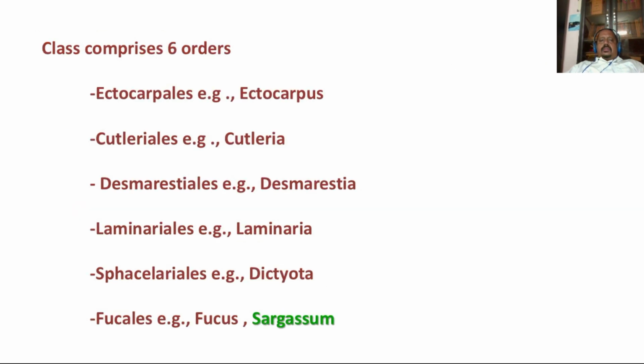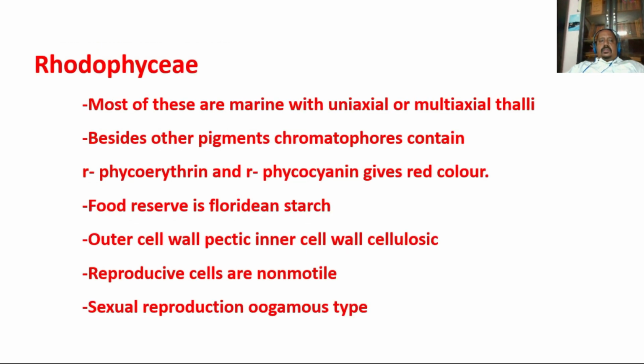The class comprises 6 orders. Ectocarpales, where Ectocarpus is a common organism. Then Cutleriales, Cutleria is the example. Dictyotales, Laminariales, Sporochnales, and Fucales. And Sargassum comes under Fucales. Another example is the Fucus, which I have mentioned in the first slide.